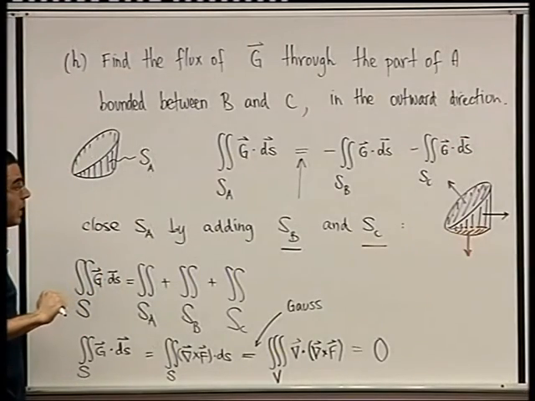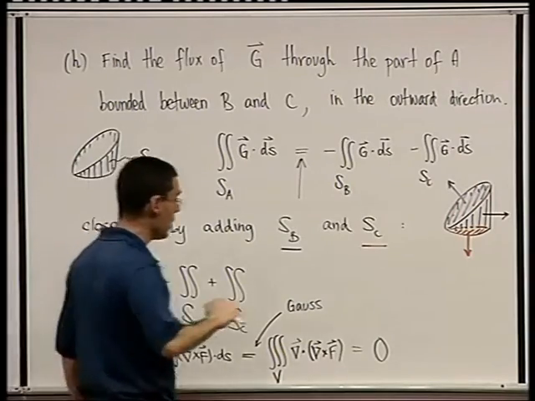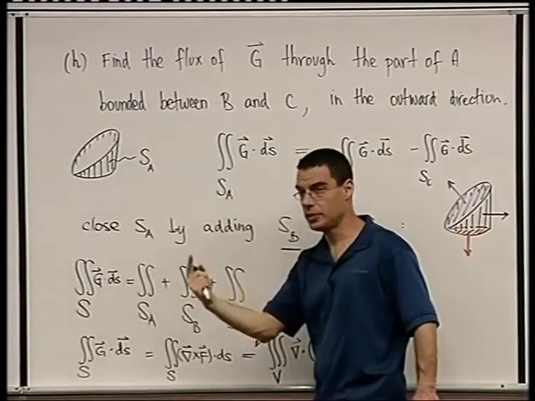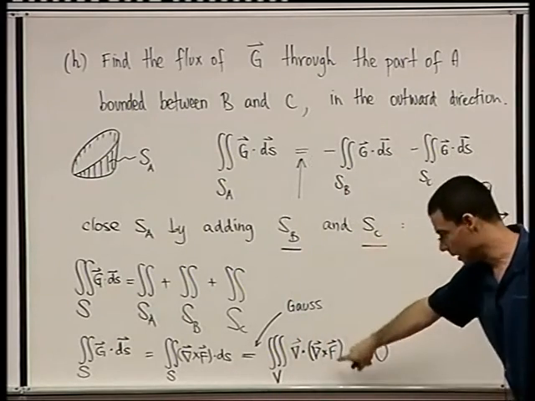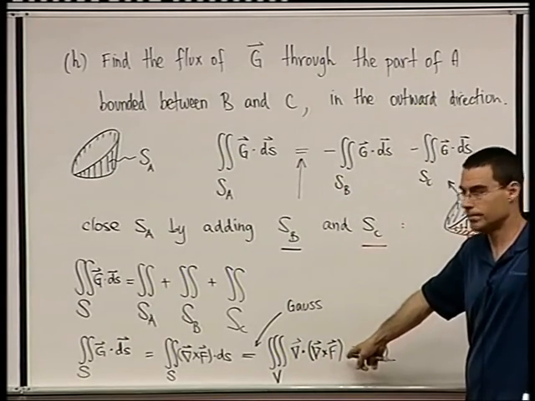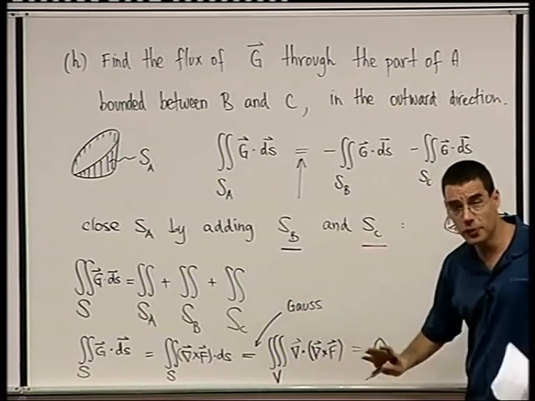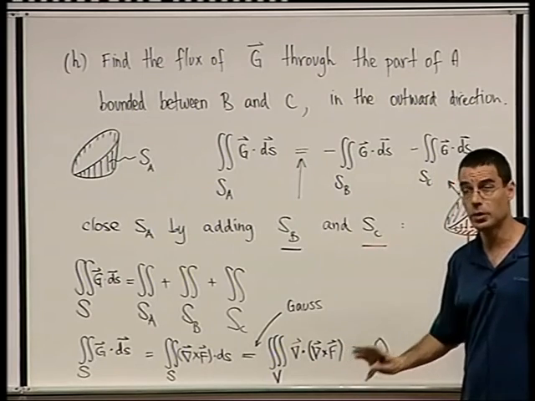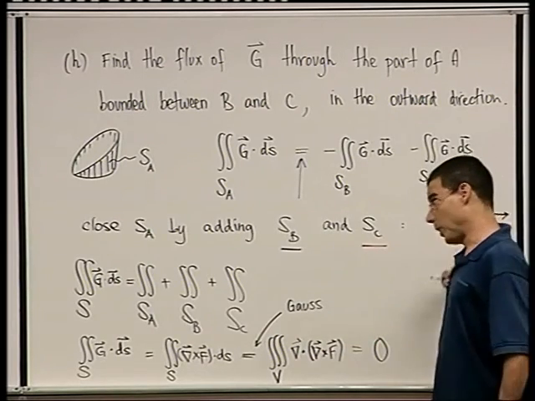Okay. I want to go back to the original part h and solve it in a completely different way. So here we used Gauss. Okay, so what is use Gauss? We said, okay, we have an open surface, close it. That's what we did. And then Gauss allows you to convert to the triple integral. Okay, only for closed surfaces. Gauss only applies to closed surfaces. Okay, so that's one way of doing it.